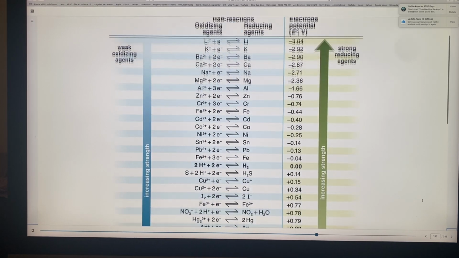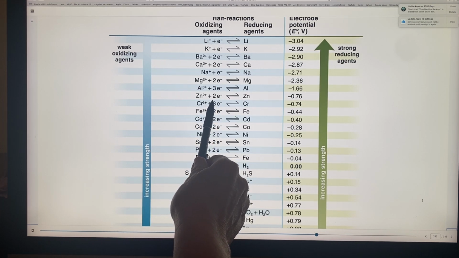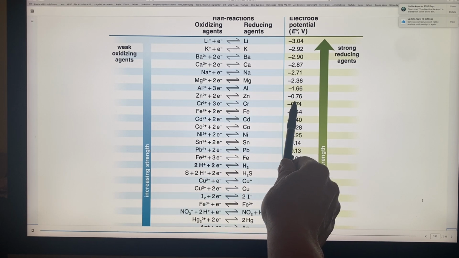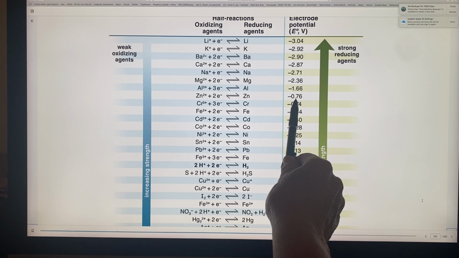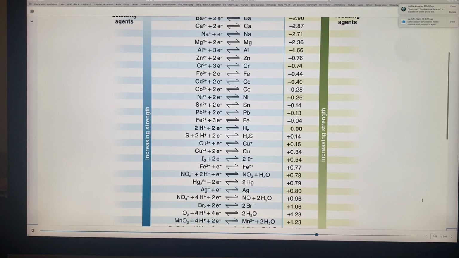And so we can look at each one. If we take zinc here, we have zinc with the two electrons, and the oxidation potential is negative 0.76. Then if we go down to copper, what we had before, copper 2 is 0.34, which we were looking at. So it depends on what you can find out.